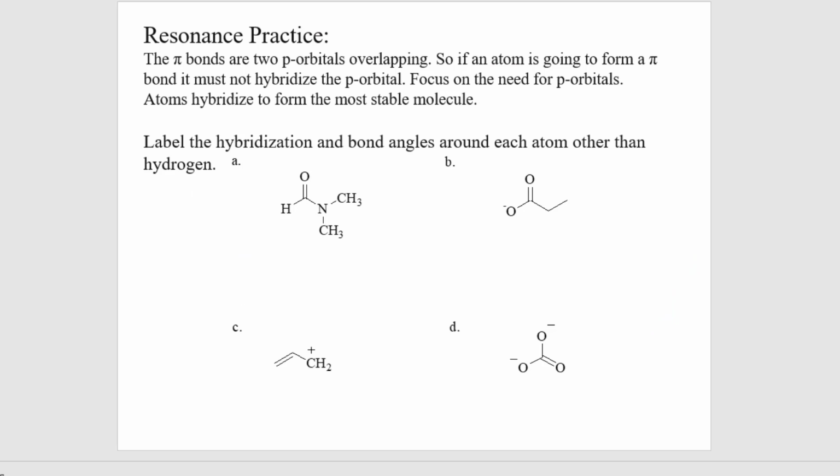I have remaining resonance practice for you. You can label each of the atoms below with their hybridization and give the bond angles you would predict around each of those atoms.